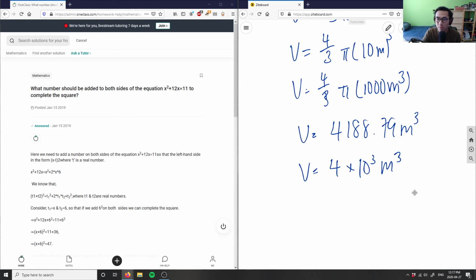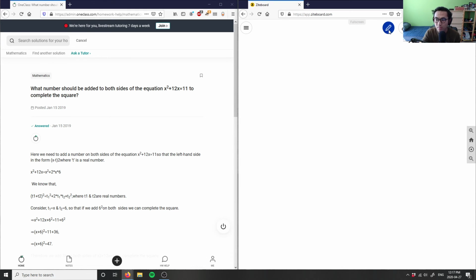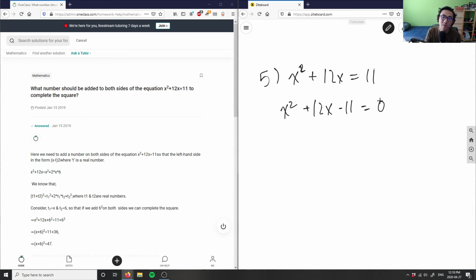Okay, so that is 4. Let's do number 5 here. Kind of speeding through this one as well. This is good stuff. It's asking what number should be added to both sides of the equation to complete the square. So I have x squared plus 12x equals 11. In order to complete the square, I first have to move 11 to the left side. So I have x squared plus 12x, and then I subtract 11 from both sides, which equals 0.